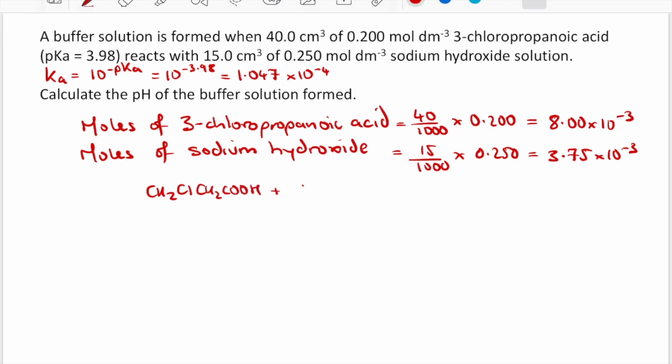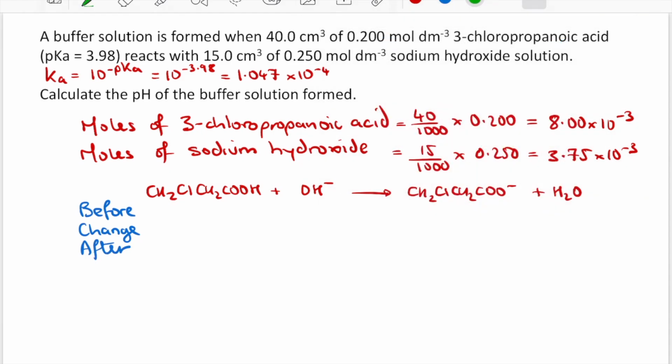So there's our weak acid reacting with OH minus ions to produce our salt plus water. Sorry, let's just make that a bit clearer. We're going to have the moles before, the change in moles, and the moles after.